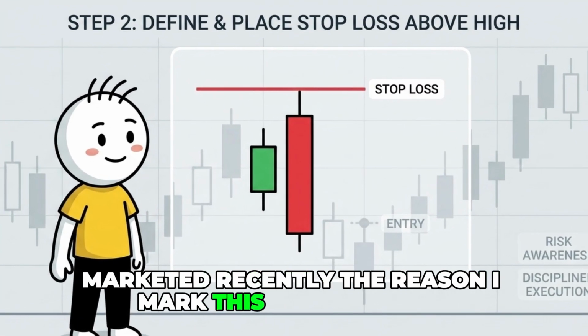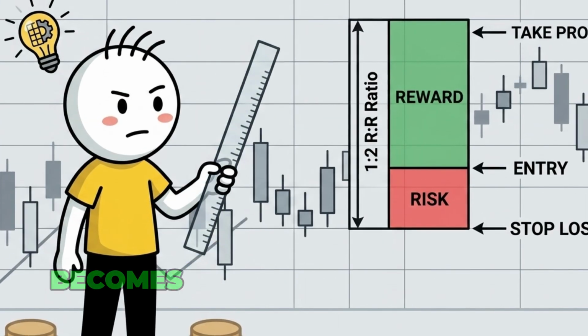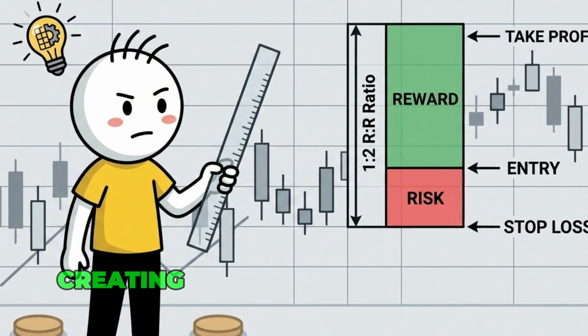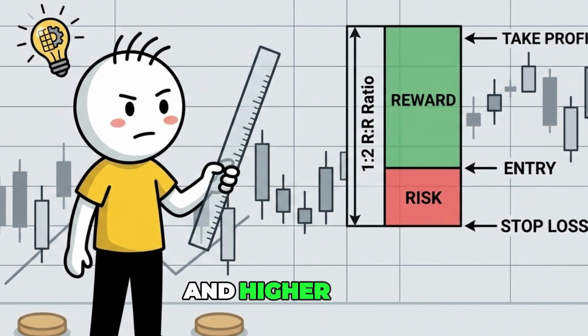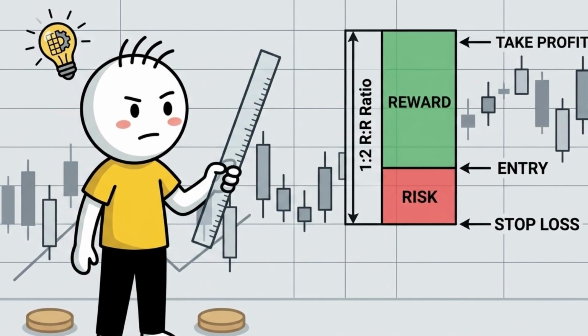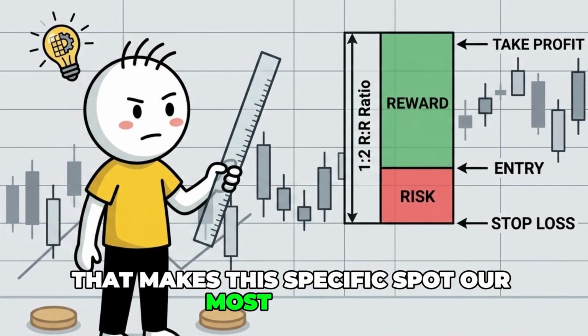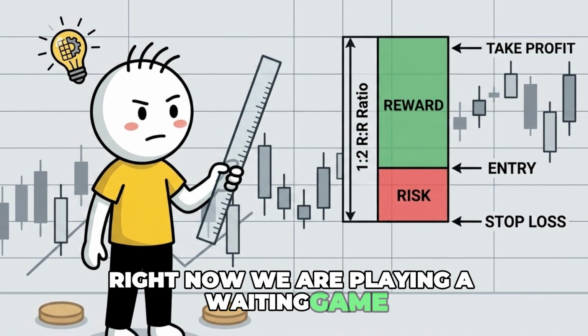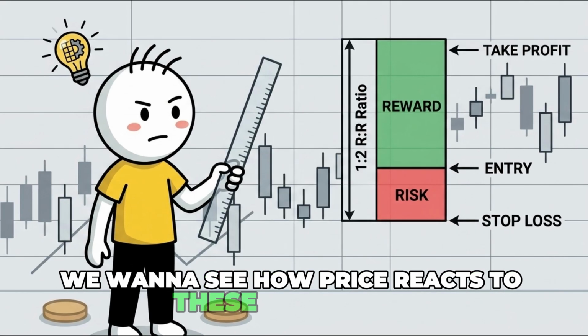The reason I marked this specific level as the previous higher low becomes obvious when you look to the left. You can see the market climbing, creating a clean rhythm of higher highs and higher lows before it pushed up to tap that absolute highest peak. That makes this specific spot our most critical, most recent higher low. Right now we are playing a waiting game. We want to see how price reacts to these boundaries.